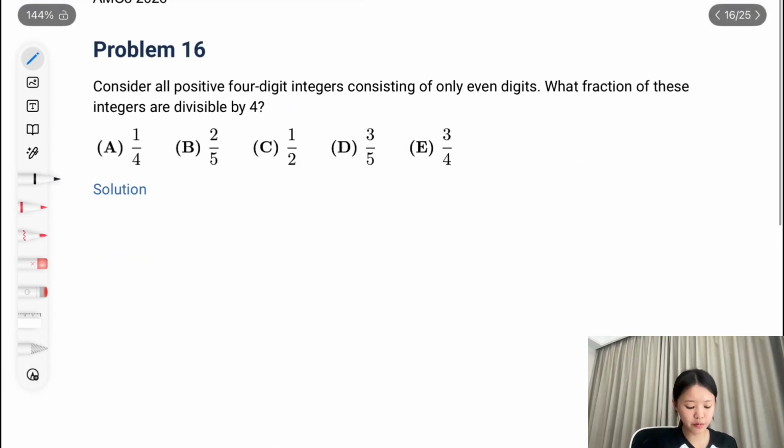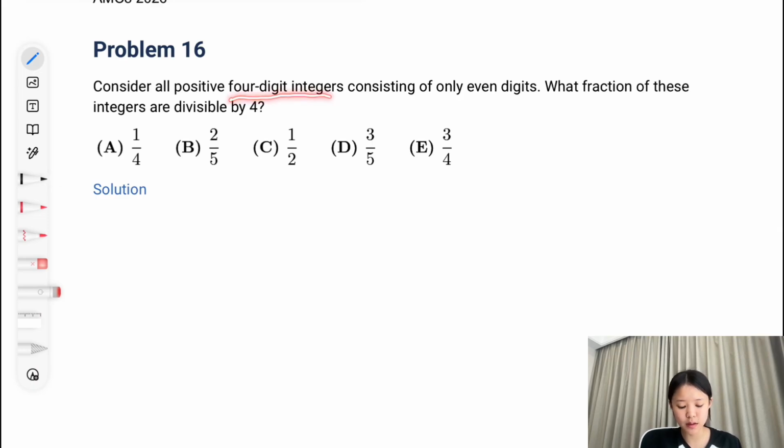Okay, problem 14. Consider all the 4-digit integers consisting of only even digits. What fraction of these are divisible by 4? Okay, so we know that when a number is divisible by 4, it means that the last 2 digits are divisible by 4 as well.